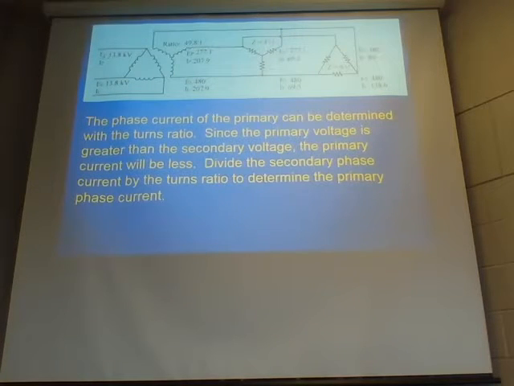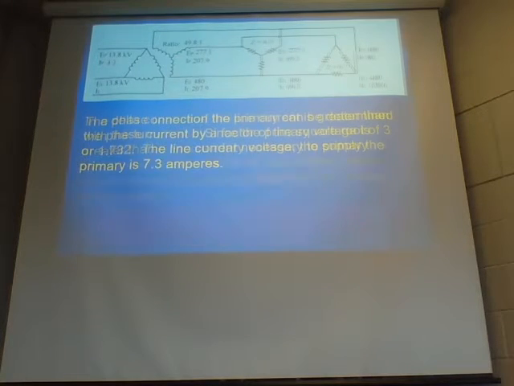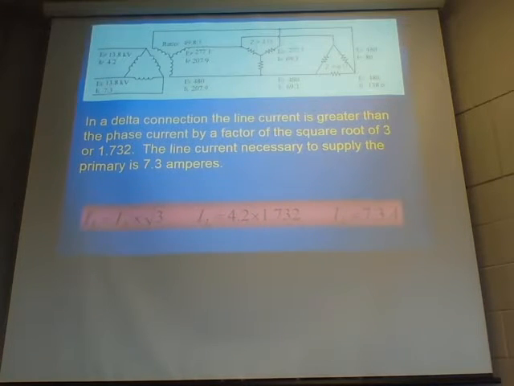And then using the rules for delta, the phase current of the primary can be determined. I primary is 207.9 divided by the turns ratio, 4.2 amps. And in the delta connection, the line current is greater than phase current by a factor of square root of 3. So the line current necessary to supply the primary is 7.3 amps.